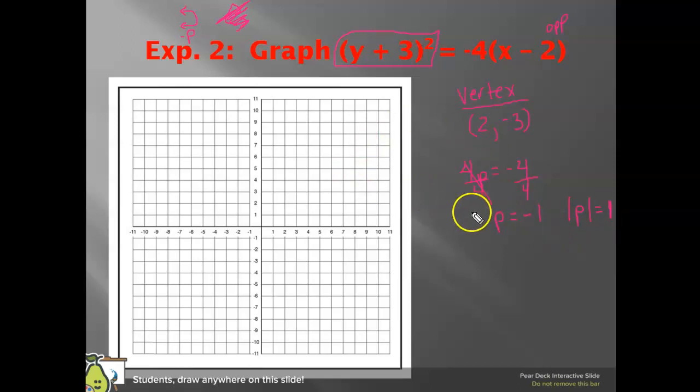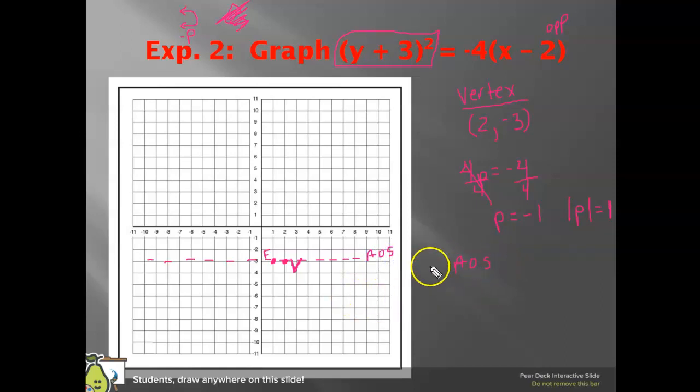So now we want to start actually drawing our graph. We have a vertex at (2, -3), which is going to put our vertex right here. Our focus needs to be 1 away. I'm going to mark it so I don't get confused about which one's my vertex and which one's my focus. We know our parabola is supposed to be facing to the left, so 1 to the left is going to give me my focus. That means my axis of symmetry goes right through both of those points.